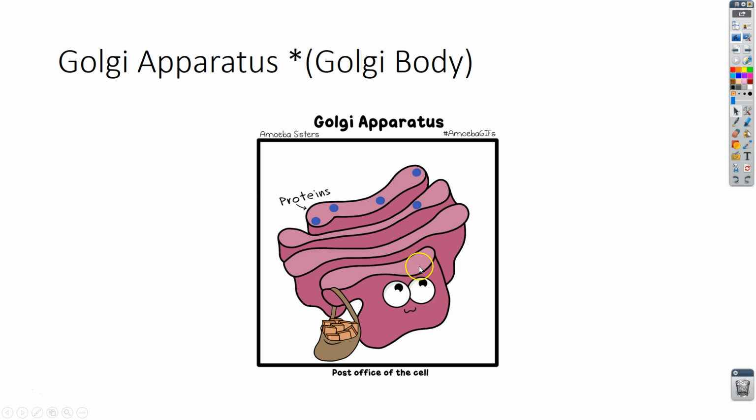Golgi apparatus is the next part. It's also sometimes called the Golgi body. This is the post office of the cell. It packages proteins and does some other things.